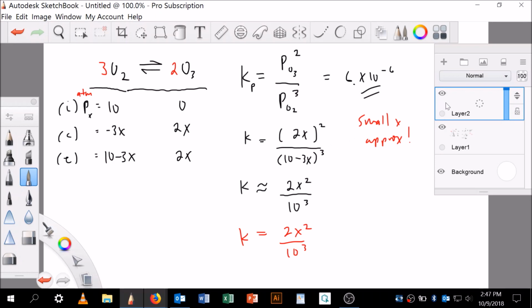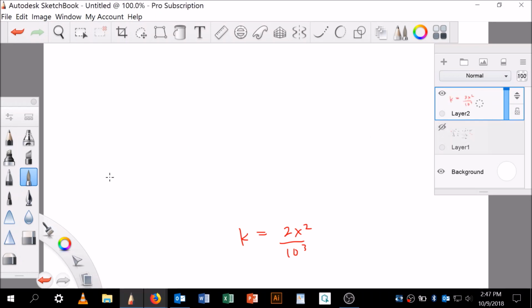It's really approximate, right? Now let's get rid of this and come up here and say if that's true, then k times 10 to the third is equal to 2x squared. Okay, so oops, that was 2x squared. So 10 to the third k is equal to 4x squared.